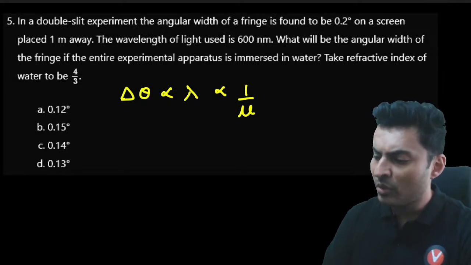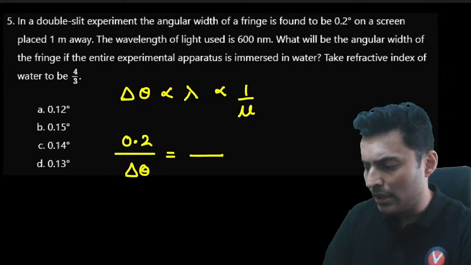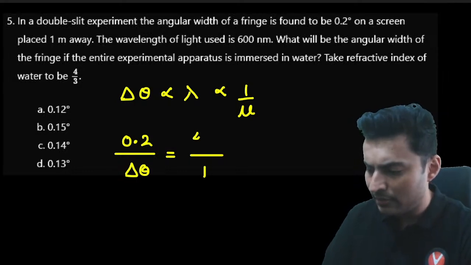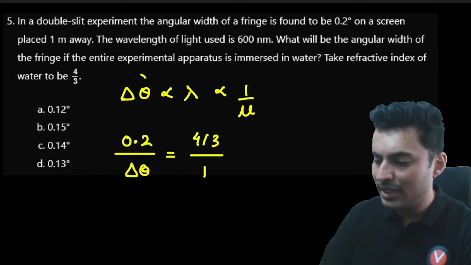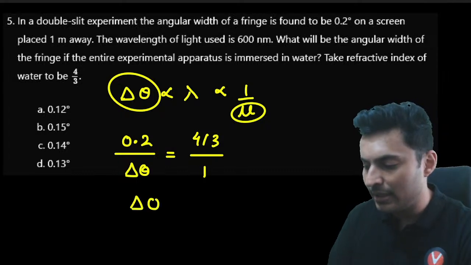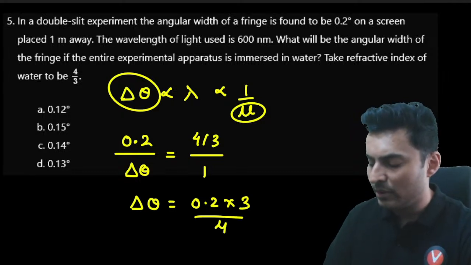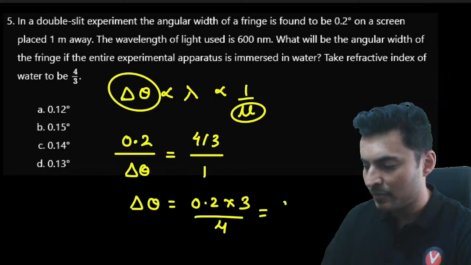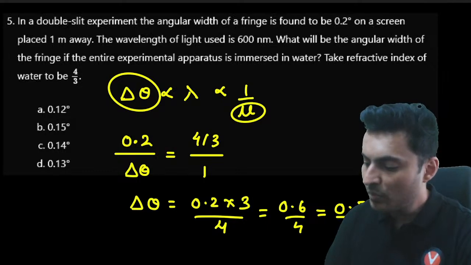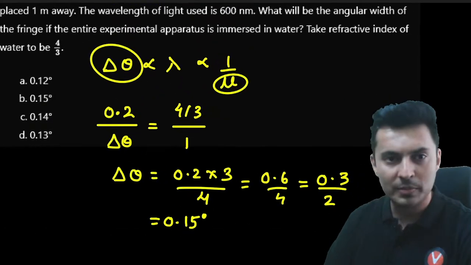So what will happen is, earlier it was 0.2 degree. Earlier, the refractive index was 1. Now, the refractive index is 4/3, because theta, the angular width, is inversely proportional to mu. As simple as that. So delta theta will be nothing but 0.2 multiplied by 3 divided by 4. That is 0.6/4, so you can write it as 0.3/2, which is nothing but 0.15 degree. So 0.15 degree is the answer for this particular question.